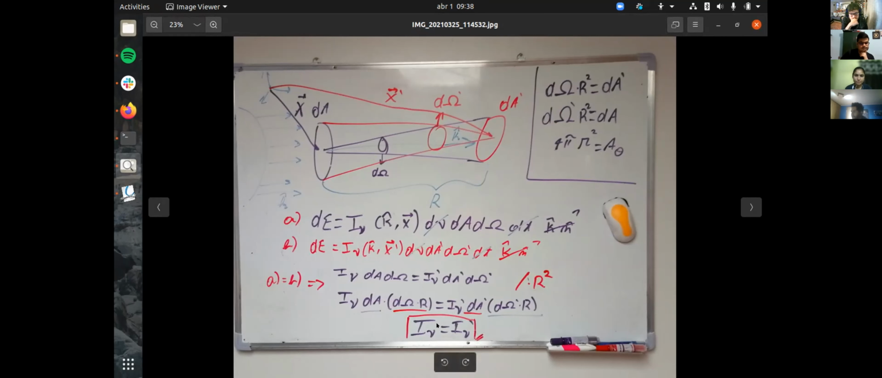So Felipe, thank you very much for going again through this demonstration. I think you did it very well. But I have a question for you, or maybe for someone else. Let's try and answer this question. Why are the two energy elements equal? Why is it that the first dE is the same as the second dE? Because the first dE is the flux of energy evaluated at point X, whereas the second dE is that evaluated at point X prime. Why are they equal?